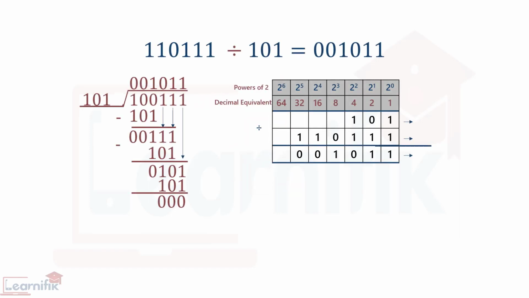The decimal equivalent of 101 is 5, while the decimal equivalent of 110111 is 55. And the decimal equivalent of our answer 001011 is 11. And in decimal, 55 divided by 5 is 11, which shows we are correct.